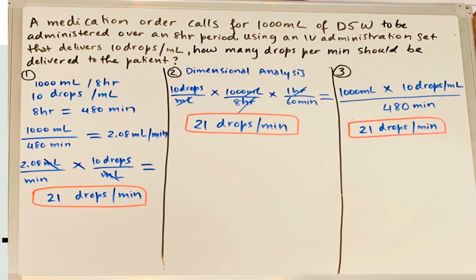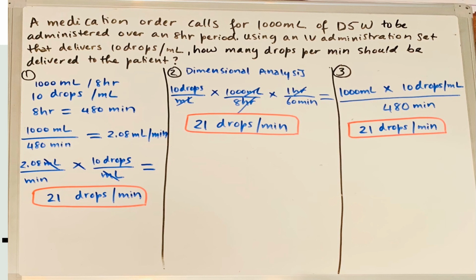We're also given the drip set, which is 10 drops per ml. So now we have the rate of flow in milliliter per minute and we have the drip set, so then we can just do 2.08 ml per minute times 10 drops per ml. The ml cancel out. Then we have our final answer, which is 21 drops per minute. Now, let's look at a second way that we can solve this.